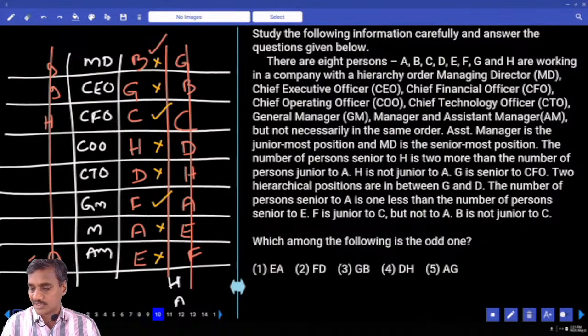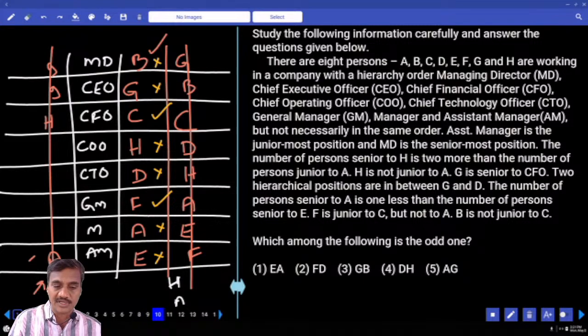Then 10th one, which among the following is the odd one? E and A, they are adjacent to each other. F and D are adjacent, G and B are adjacent, D and H are adjacent, and A and G, there are 4 persons in between. Choice 5 is the odd one, question number 10.